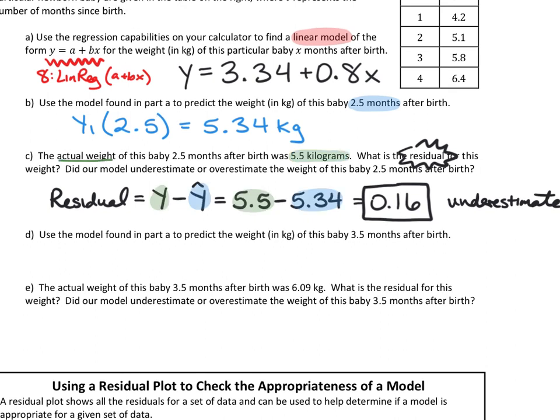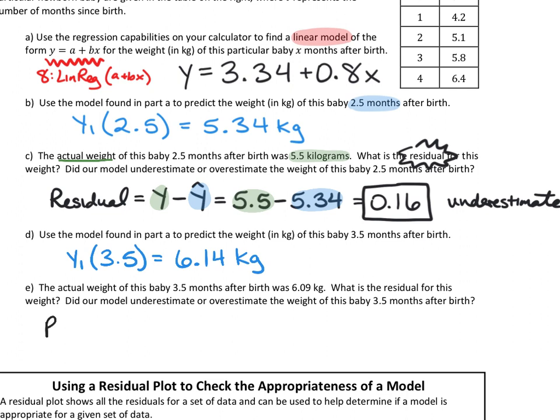All right, let's chat. When we did this again, we already had the regression in our calculator. So really, we should have just done Y1 of 3.5 again because we still had it saved in our calculator. Is that what y'all did? What'd you get when you did Y1 of 3.5? 6.14 kilograms. All right, so that's what we predict the weight of the baby will be, but now we need to decide how good that prediction is.